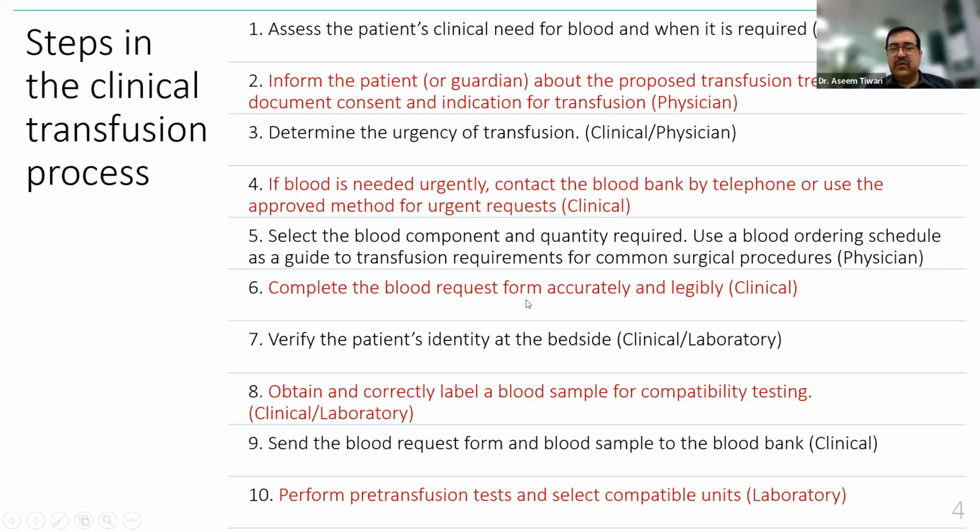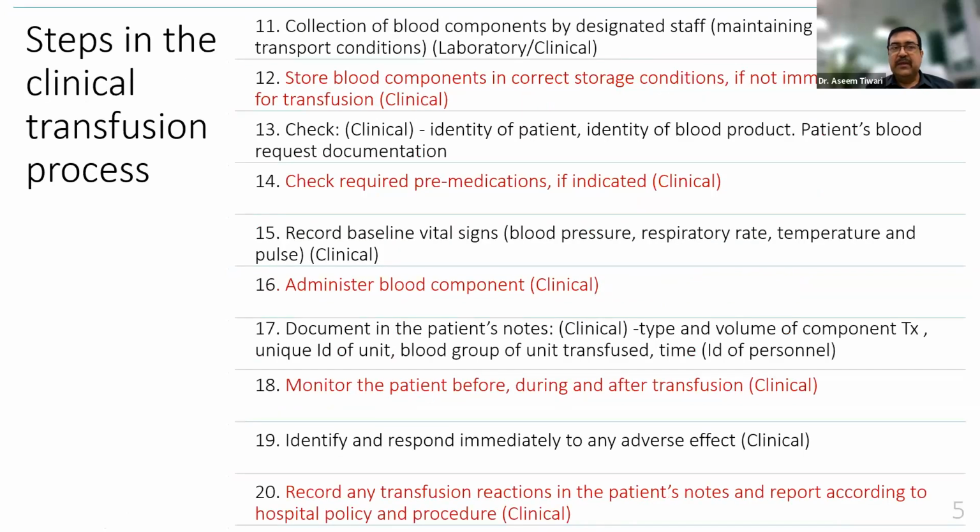We complete the blood request form, which is filled accurately and legibly. We verify the patient identity to ensure that the correct patient has been identified. We obtain and label the sample correctly because there are a lot of instances where, if this is not done correctly, there can be wrong blood in tube, called WBIT, which is a major concern the world over. We have to send a blood request form and a blood sample. The blood bank performs the pre-transfusion tests and selects the compatible unit. It has to be transported under certain conditions, and has to be stored if it is not required immediately.